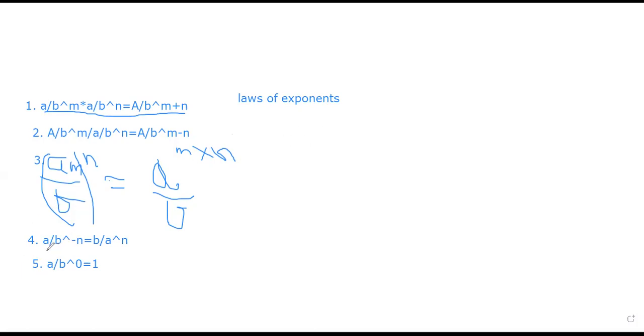Law number 4 says that a by b to the power minus n is equal to b by a to the power n. So no number should have the exponent in negative form. You take the reciprocal of it and make the exponent positive. 10 by 3 to the power minus 5 is equal to 3 by 10 to the power 5. Law number 5: a by b to the power 0 is equal to 1. So any number having its power 0 will be equal to 1.